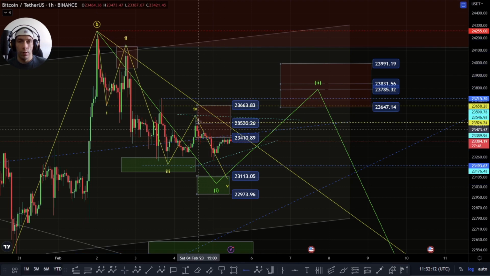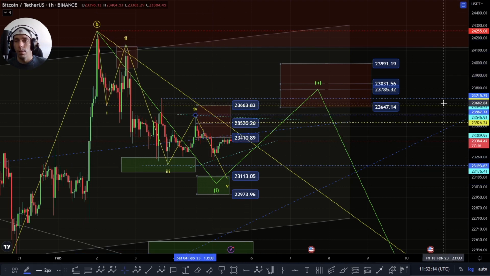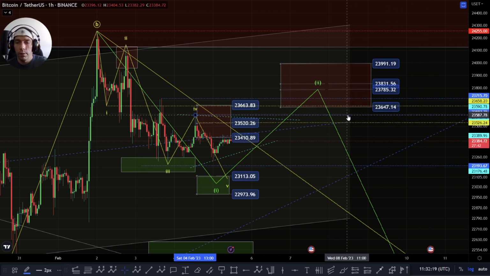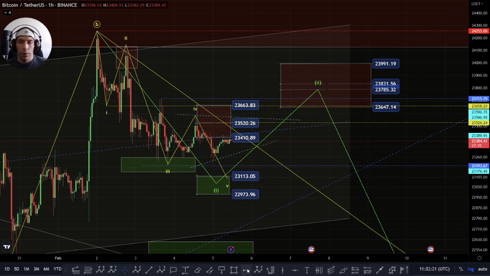Invalidation of a triangle, though, or at least the way we're looking at it, comes by moving above this 23,587 and below this point here of this one here, this 23,230.